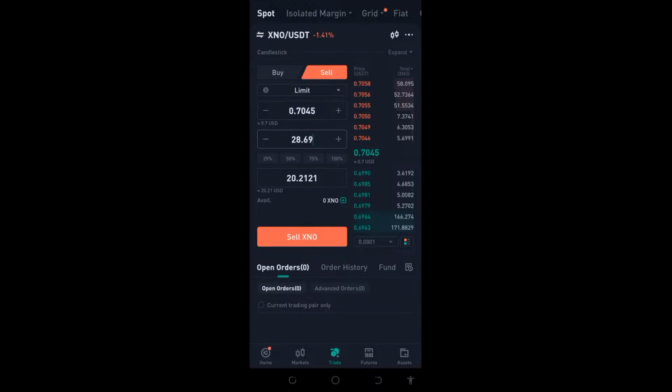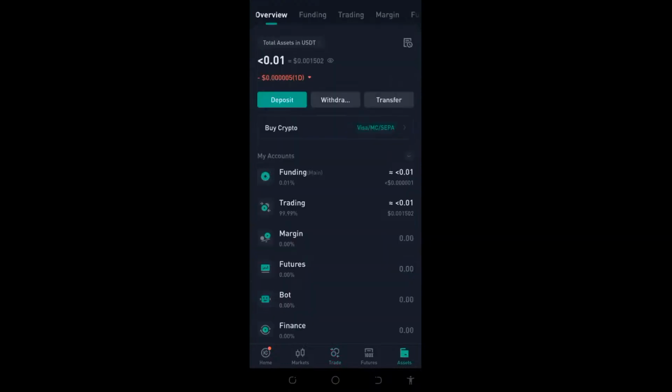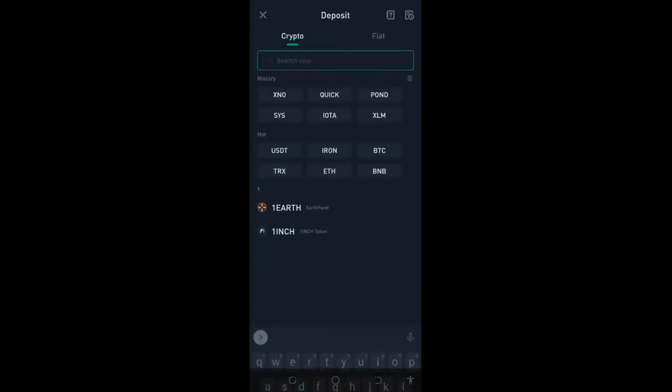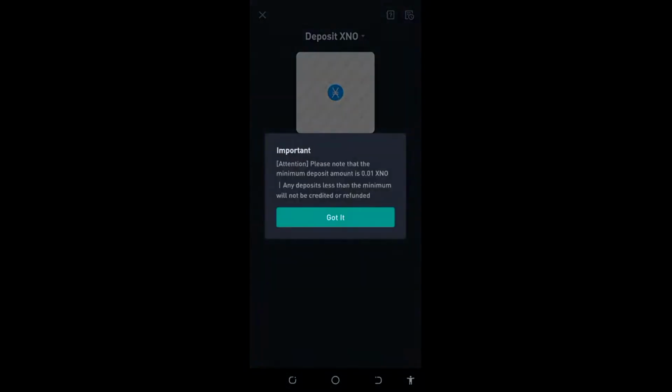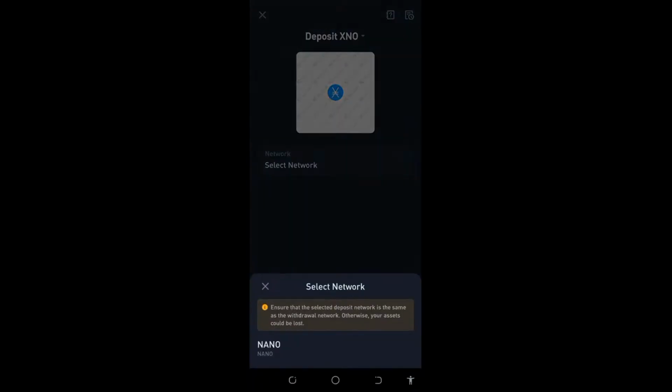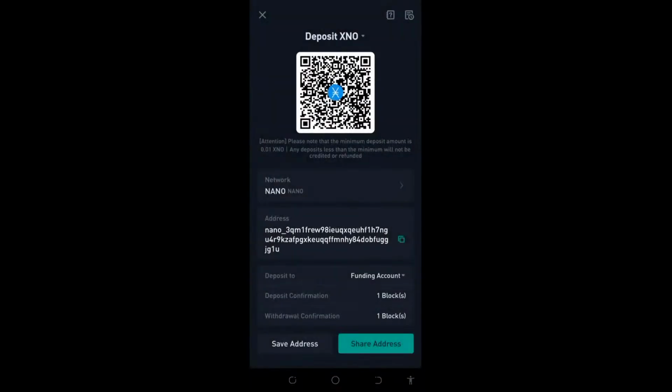But let's see whether this is depositable and withdrawable. Since we're here on KuCoin, let's check the deposit network and see what exactly we're going to be able to deposit with. It says, attention, please note that the minimum deposit is 0.01. It has the Nano network. Okay, fine. Let's hope that in Binance we can also get the Nano network. Let's quickly rush over there.